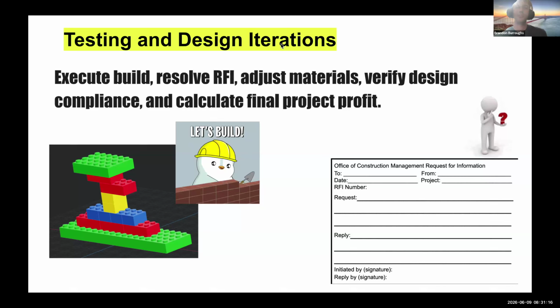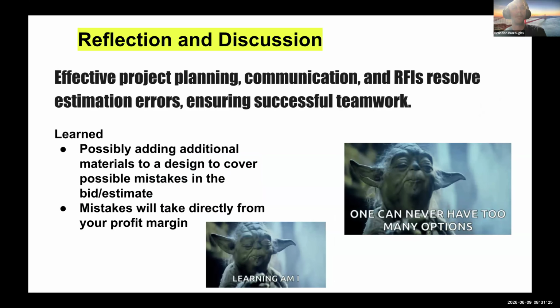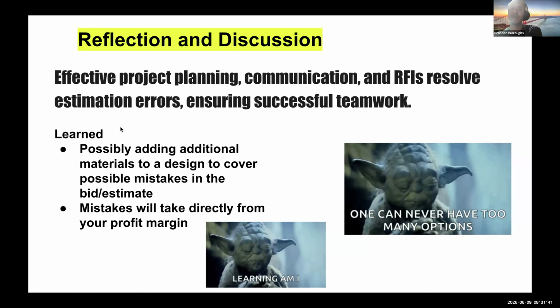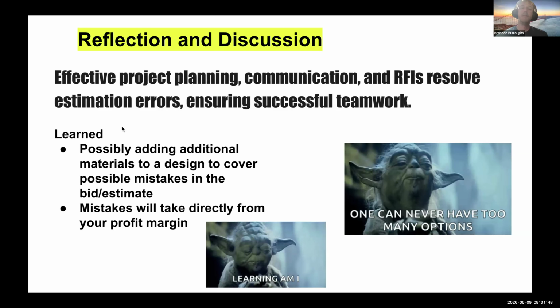So it was a little mistake that they made, but it's a learning curve, especially with construction companies. And then, at the end, you have to have effective project planning, communication, and RFIs will resolve estimation errors, ensuring successful teamwork. And I learned possibly adding additional materials to a design to cover possible mistakes in the bid estimate may help you out. Mistakes will take directly from the profit margin.